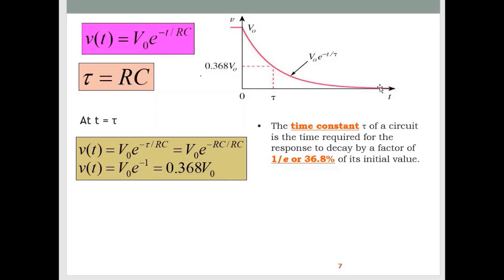And from this graph, we can see that at t equal to tau, which is at t equal to R multiplied by C, if the voltage here is 100%, the voltage will drop to 36.8% when t equals tau. Or if this is 1, the voltage will drop to 0.368 when t is equal to tau. What is tau? Tau equal to RC.